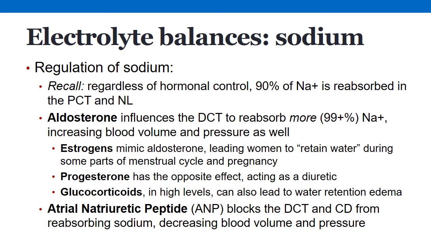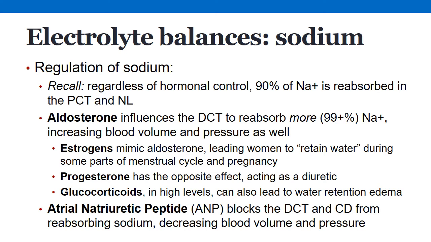The hormone aldosterone influences the DCT, the distal convoluted tubule, and the collecting duct as well, to reabsorb more sodium, up to 99+%. It's estimated that you can get very close to 100% reabsorption of sodium under aldosterone. It increases blood volume and increases blood pressure as well. Aldosterone is very important in fighting a condition called hypovolemic shock, where a patient has lost blood volume and therefore lost blood pressure and therefore is going into systemic shock.